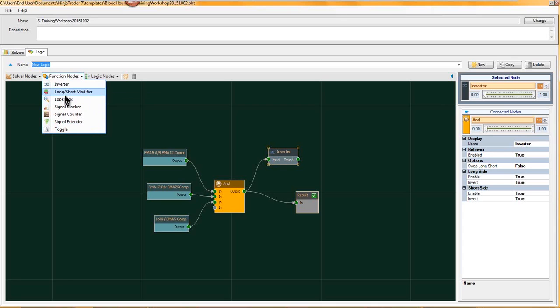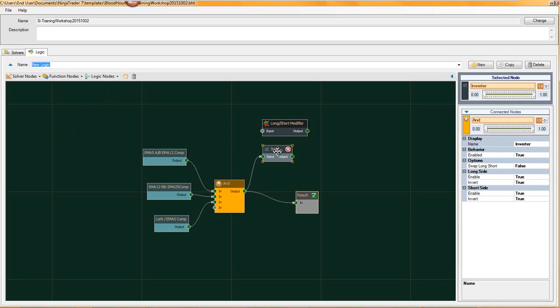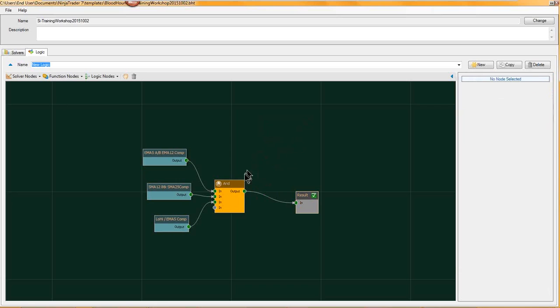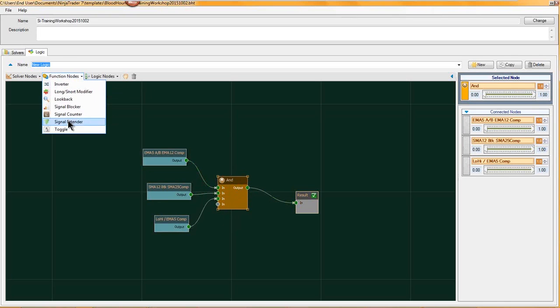So the long short modifier has an input and an output. All these function nodes have inputs and outputs because they're doing various signal processing, just like this AND node. The AND node is also doing signal processing. It's taking all the inputs, processing them, and then you get an output. That's what all these function nodes are doing. They're designed to manipulate the data coming out of a solver or a logic node.